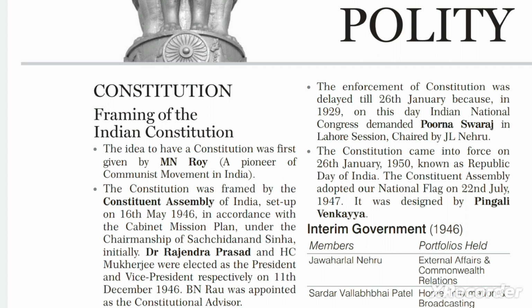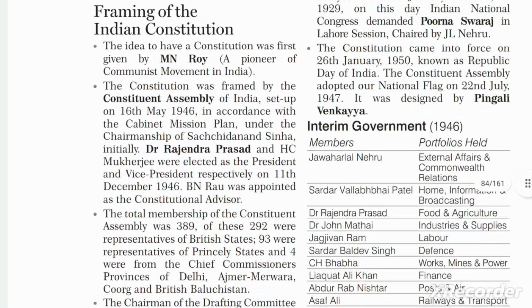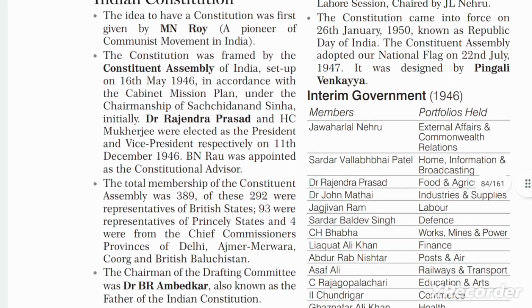Initially, Dr. Rajendra Prasad and H.C. Mukherjee were elected as the President and Vice President respectively on 11th December 1946. B.N. Rao was appointed as the constitutional advisor. The total membership of the Constituent Assembly was 389. Of these, 292 were representatives of British provinces, 93 were representatives of princely states, and 4 were from the Chief Commissioners' provinces of Delhi, Ajmer-Merwara, Coorg, and British Baluchistan.